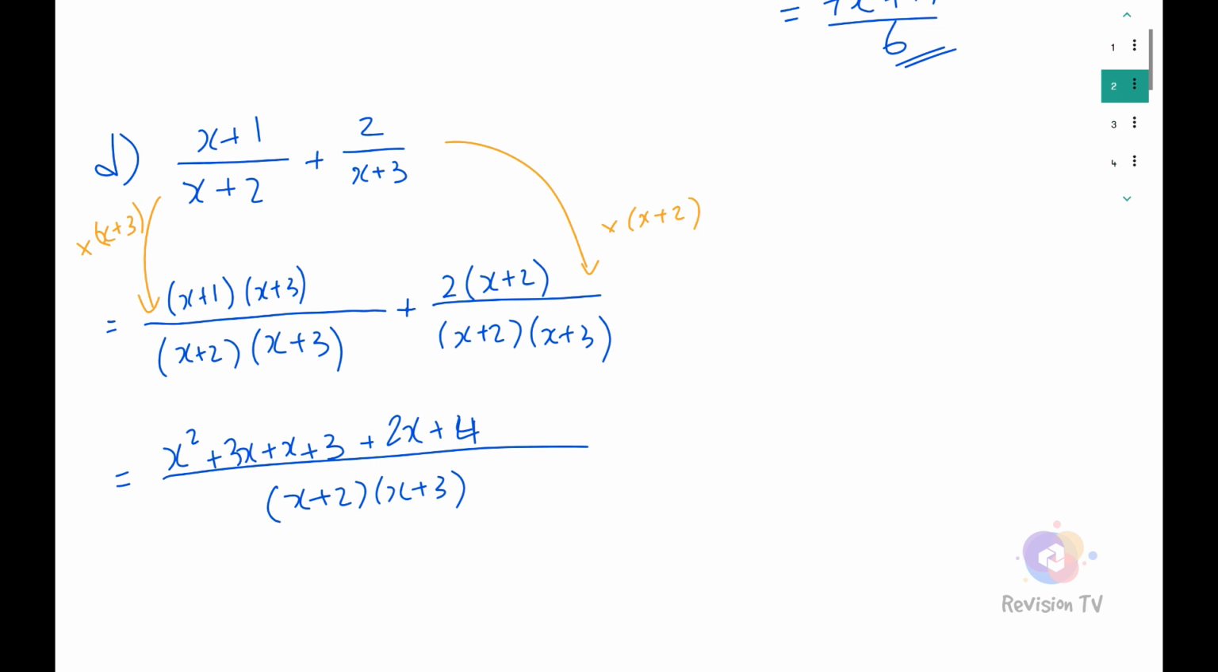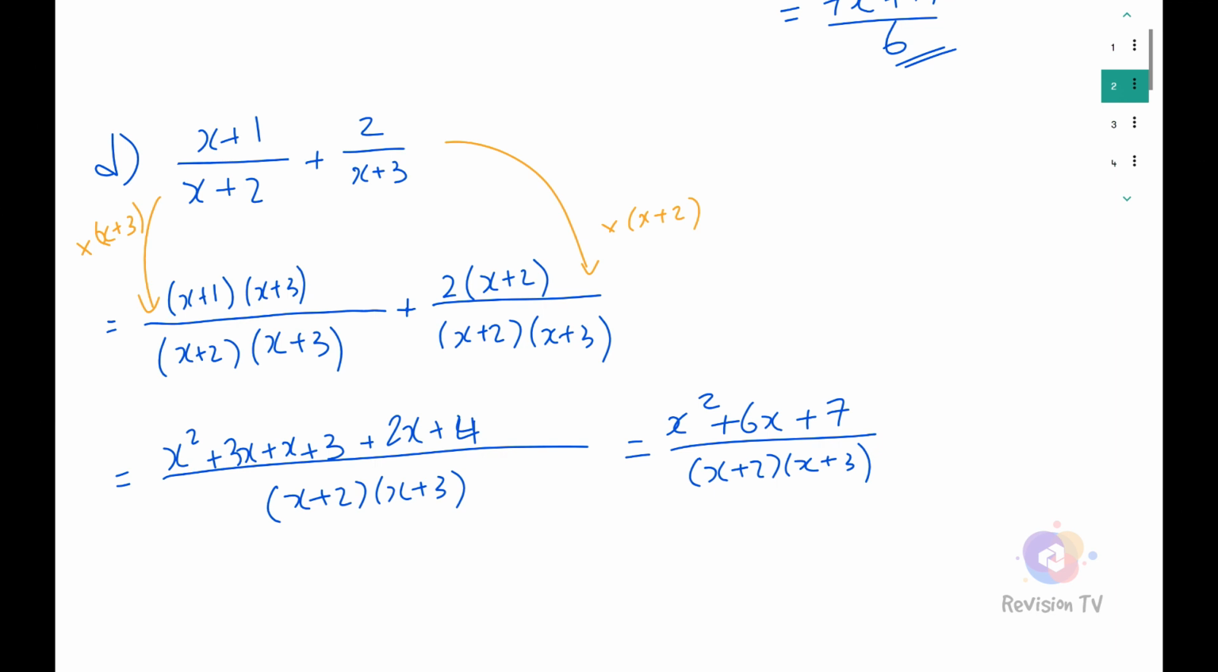And then simplify the like terms. So what do we have in here? x squared, 3x plus x is 4x, plus 2x is 6x. 3 plus 4 is 7, over x plus 2, x plus 3.